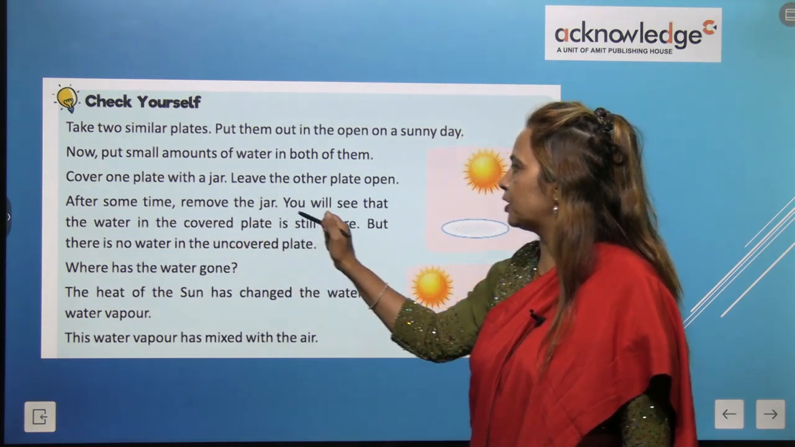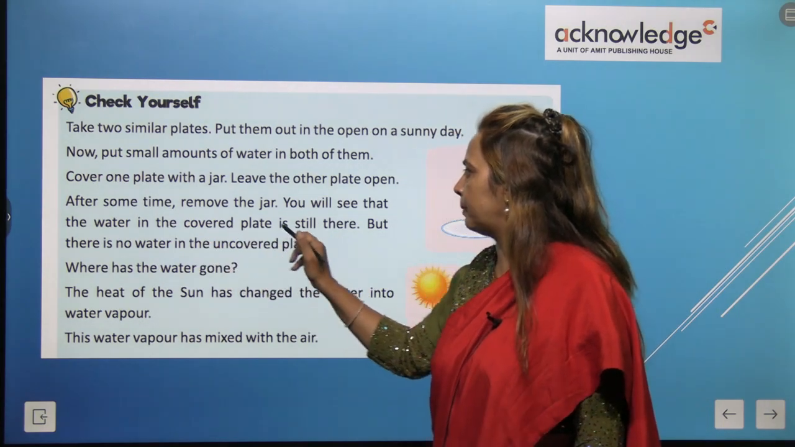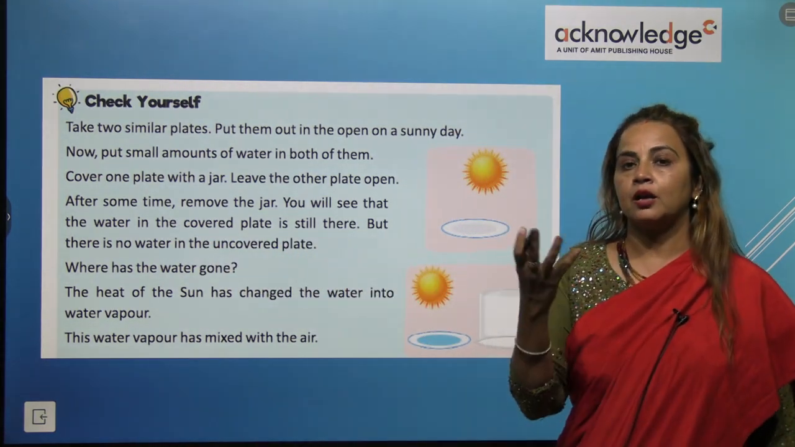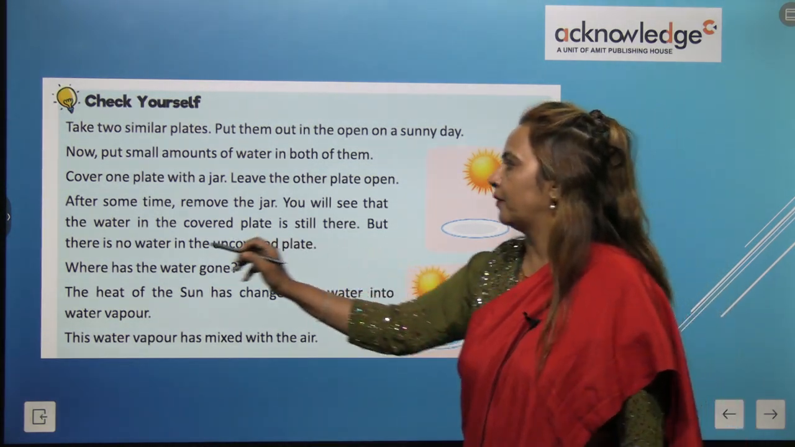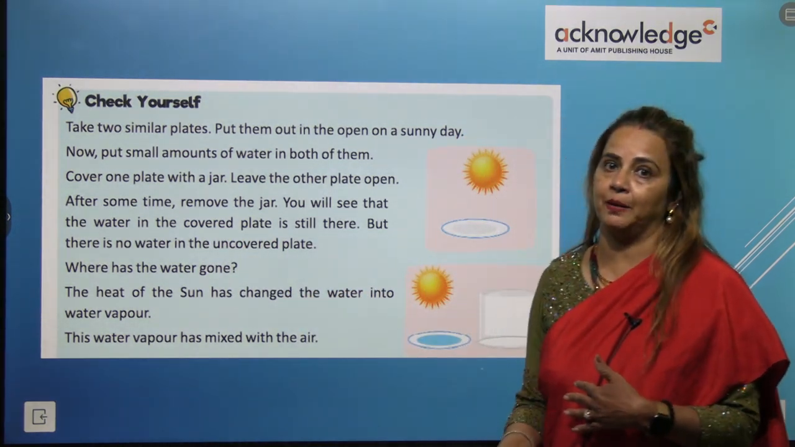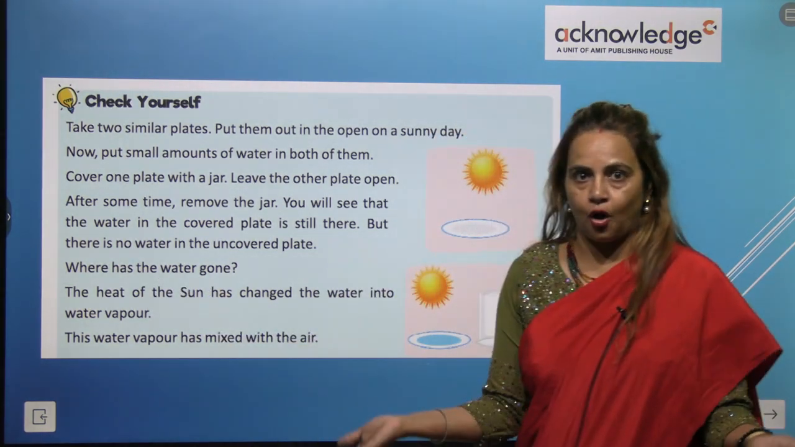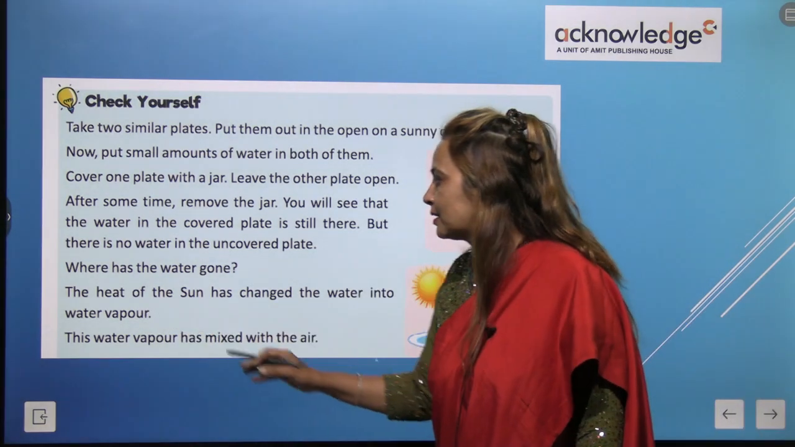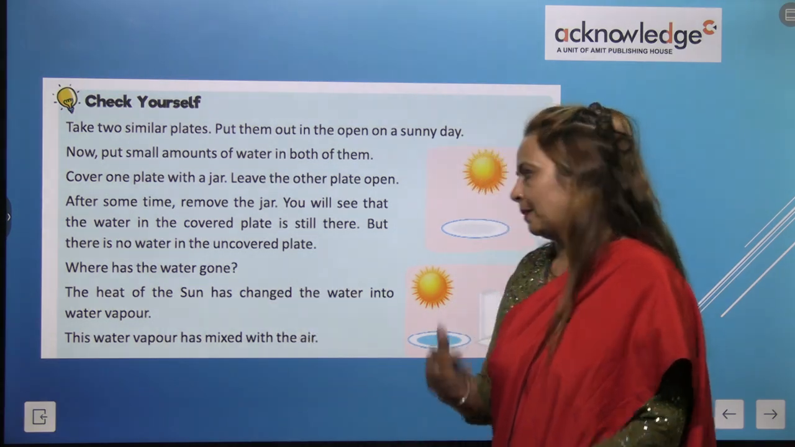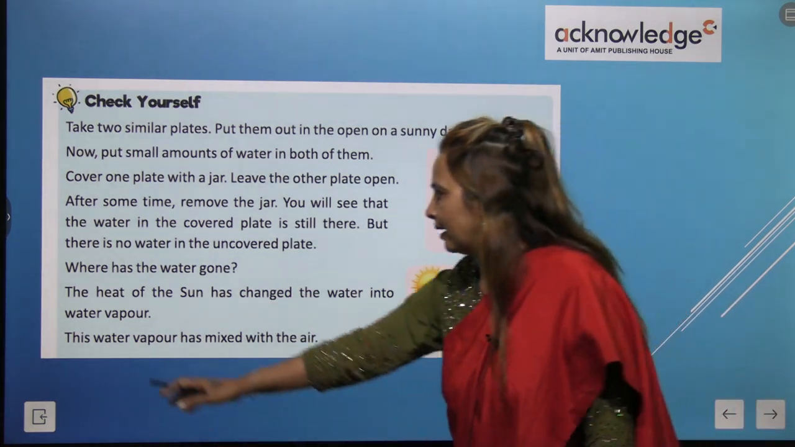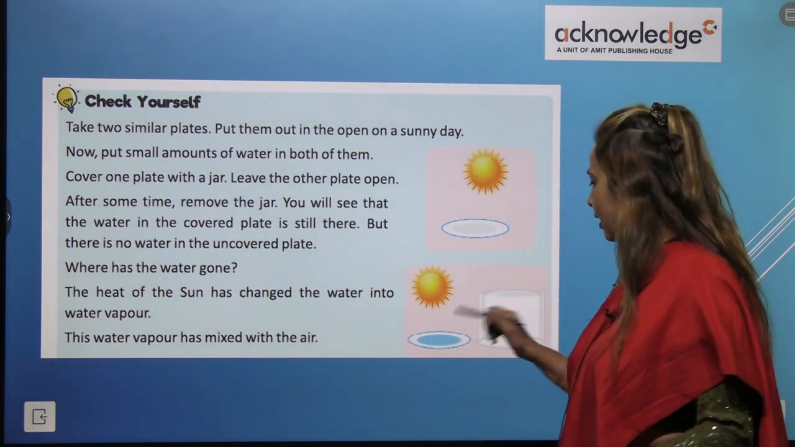After some time in the sunlight, remove the jar. थोड़ी देर बाद उस जार को उठाना है. You will see that the water in the covered plate is still there. आप देखोगे कि जो ढका था वो ऐसे ही है. But there is no water in the uncovered plate. Uncovered plate में पानी नहीं था. Where has the water gone? कहाँ चला गया? The heat of the sun has changed the water into water vapor. जो सूरज की गर्माई थी उससे पानी water vapor में बदल गया. This water vapor has mixed with the air. और ये water vapor किसमें mix हो गया? In the air.